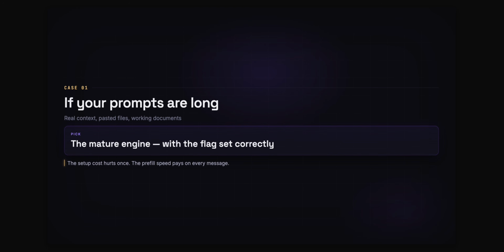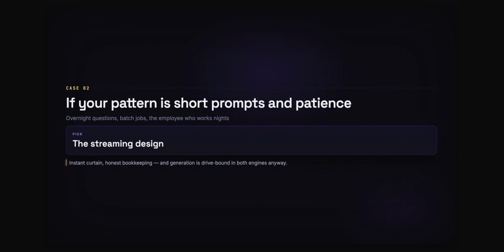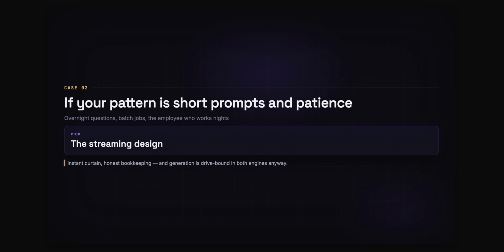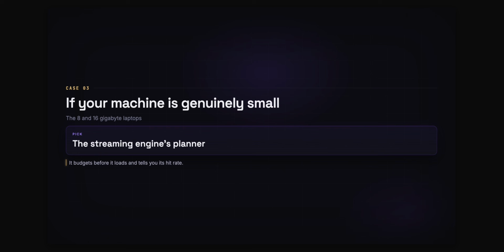If your pattern is short prompts and patience, overnight questions, batch jobs, the employee who works nights pattern we keep returning to, the streaming design's instant curtain and honest bookkeeping are exactly right, and generation speed is drive-bound in both engines anyway. Same track, same physics. If your machine is genuinely small, the 8 and 16 gigabyte laptops, the streaming engine's planner, which budgets before it loads and tells you its hit rate, is the difference between runs slowly, predictably, and an allocation error. Predictable slow beats mysterious dead.